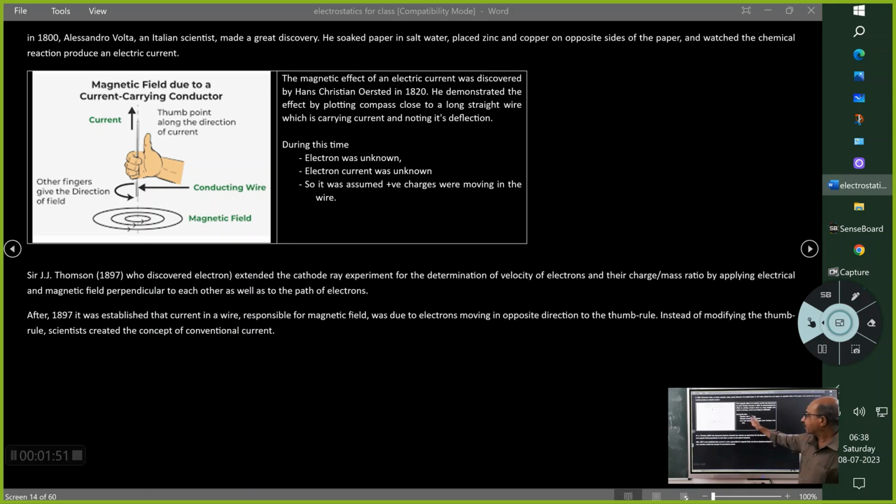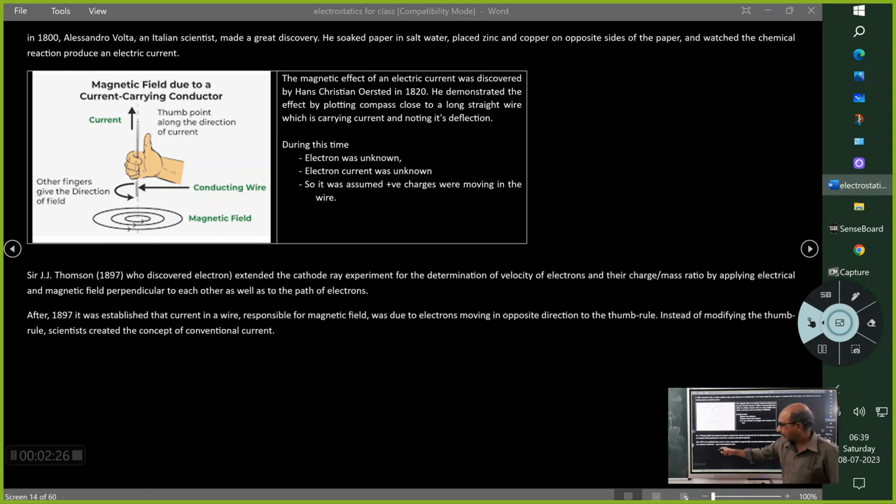Now you see, the magnetic effect of current was discovered by Oersted in 1820. He demonstrated the effect using a compass. During that time, electron was unknown. There was no electron current. So it was assumed that positive charges are moving in the upward direction. In 1820, there was no trace of the electron. Later, in 1897, J.J. Thomson discovered electrons, and thereafter electron current was introduced.